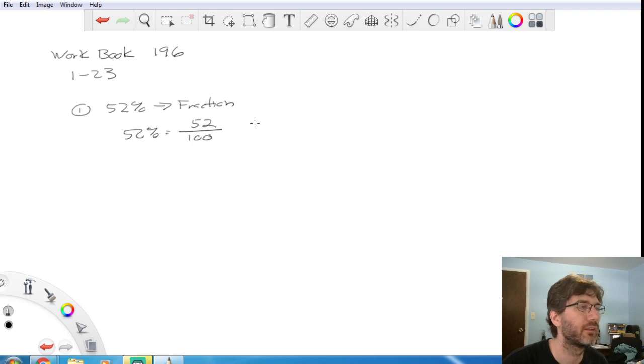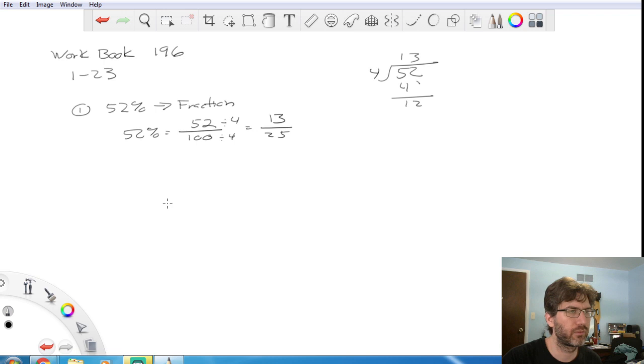And then that's going to equal 52 over 100, right? And then you reduce this. So I can divide each of these by 4. 52 is divisible by 4. And that's 13/25. Right.